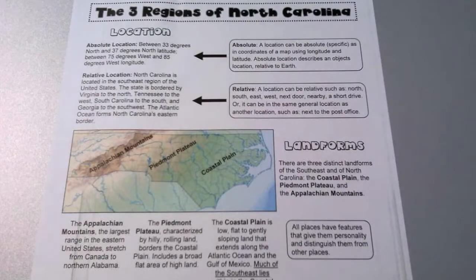And relative location can be relative, such as north, south, east, west, next door, nearby, and a short drive. Or it could be in the same general location as another location. An example would be next to the post office, or next to the Walmart, or next to the Target. So we're giving a relative location. When we give relative location, we're not giving an absolute exact location.